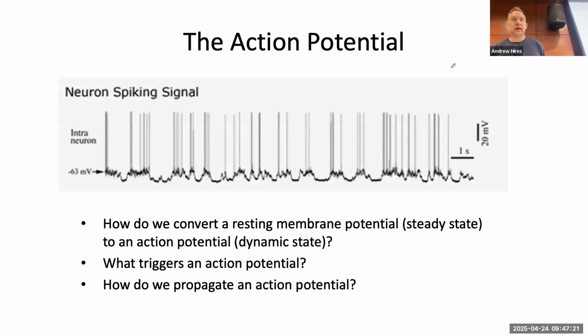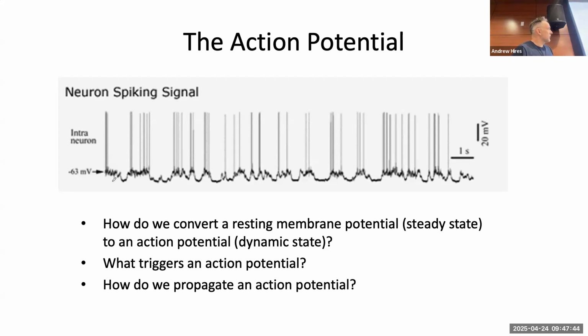And that's what's going to bring us to the action potential. So this is a recording of a neuron, of the membrane potential of a neuron. This is an intracellular recording, and we can look at a few things here. First, this is the time scale, 1 second, that bar there. This is millivolts, this little scale bar there.